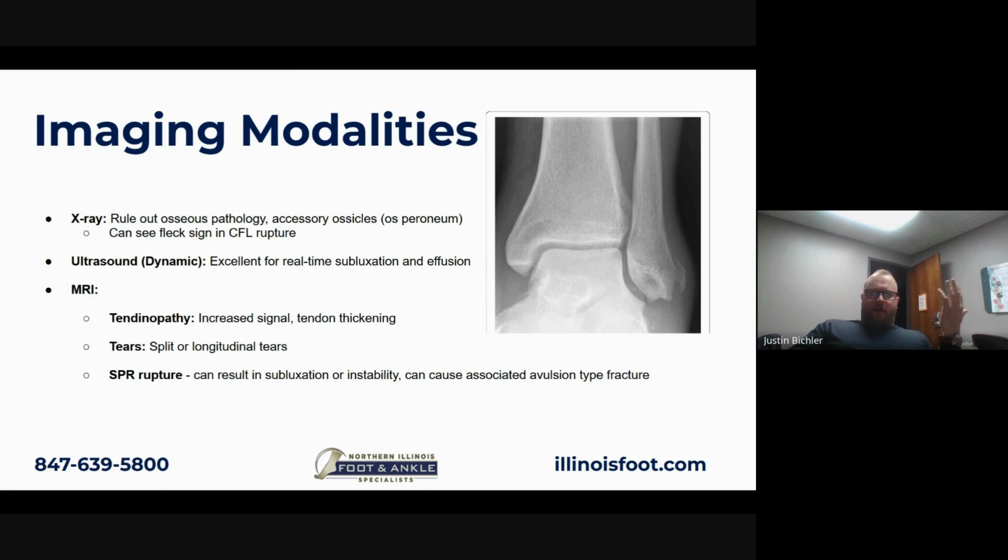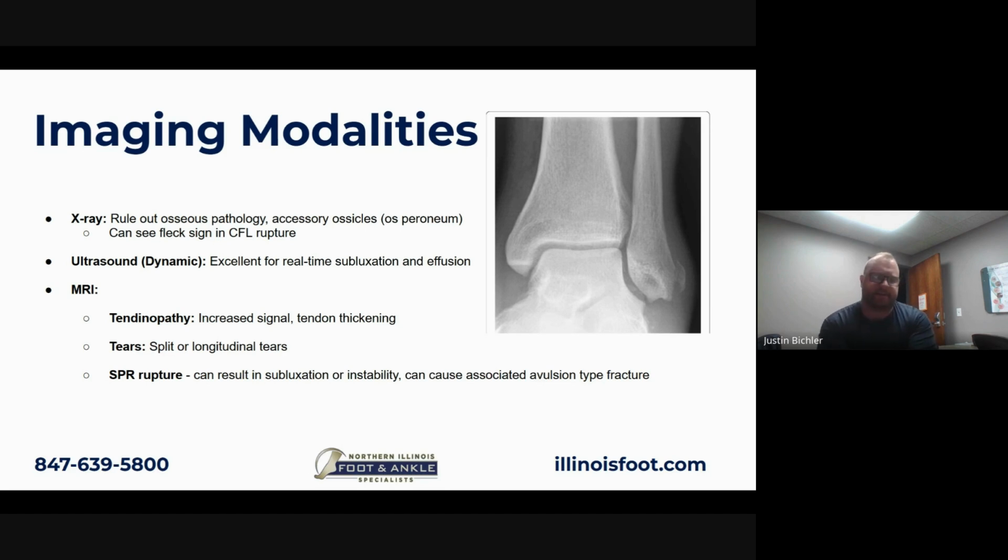MRIs for chronic pathology. Typically, we're not really looking at getting an MRI right away. If somebody's complaining of chronic pain, chronic instability, had several ankle sprains over the course of their adolescence, we can usually jump to getting an MRI pretty quickly. Following acute injuries, though, it would be really unusual for me to order an MRI right off the bat unless somebody had just frank weakness.